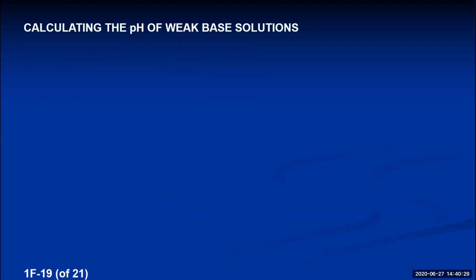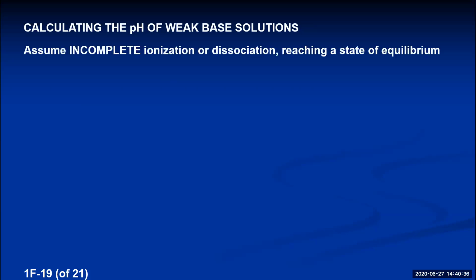Now, what if you have a weak base? Well, weak bases do not dissociate or ionize completely. They actually reach an equilibrium. So you have to assume incomplete ionization or dissociation, and you reach a state of equilibrium, which means that the pH is going to be calculated with an equilibrium constant.